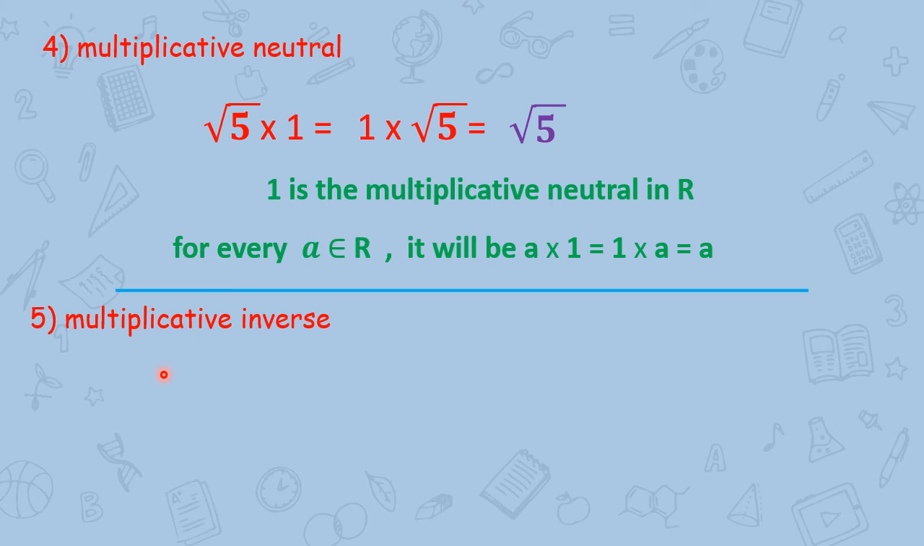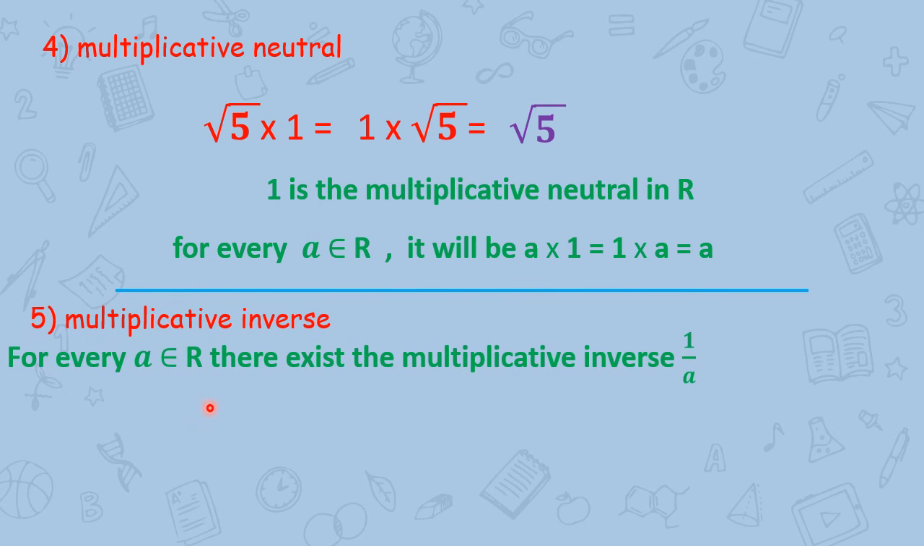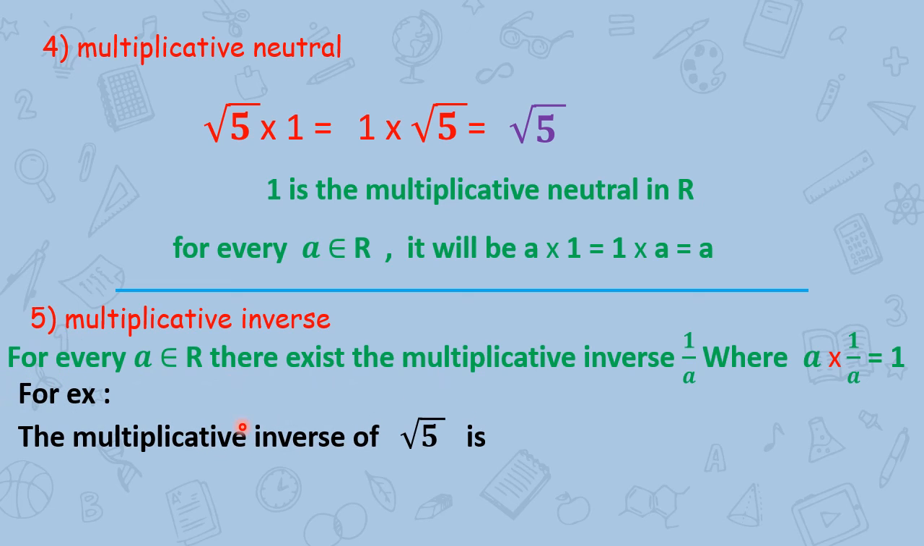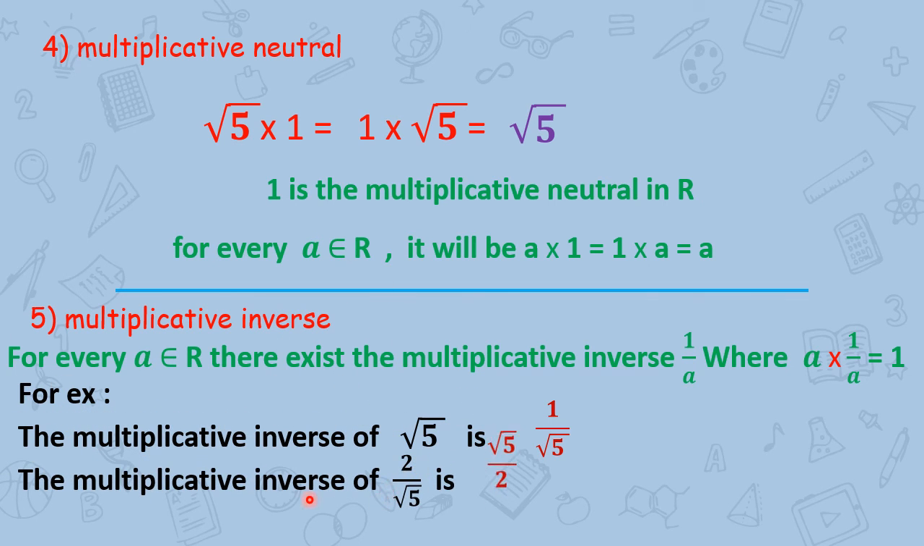Property number 5, multiplicative inverse. If A belongs to R, there exists 1 over A which also belongs to R, and A times 1 over A equals 1. For example, the multiplicative inverse of root 5 is 1 over root 5, and the multiplicative inverse of 2 over root 5 is root 5 over 2.